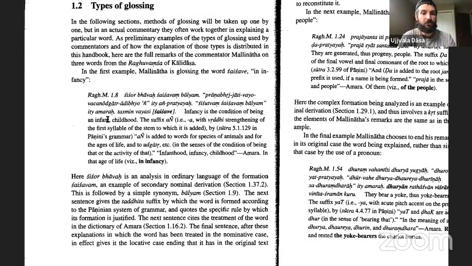Infancy is the condition of being an infant, childhood. The suffix ang, i.e. a, with vriddhi strengthening of the first syllable of the first stem to which it is added by Sutra 51129 in Panini's grammar. Ang is added to words for species of animals and for the ages of life, and to udgatri, etc., in the senses of the condition of being, that, or the activity of that: infanthood, infancy, childhood, Amara; in that age of life. So they give a really good, very literal translation. And this is a more complex example because they don't actually intend for students to read this one. It's just an example given. But as we move in, they'll give simpler examples of the concepts as they go. It makes it very easy to get the style of how it's used and then start to see it in our own reading.